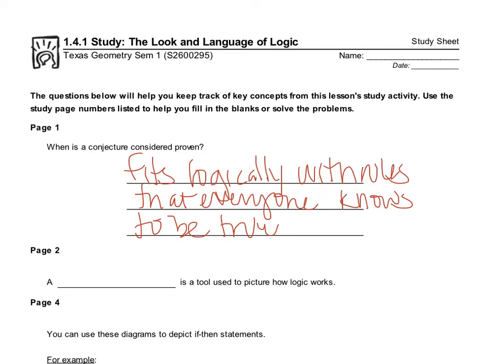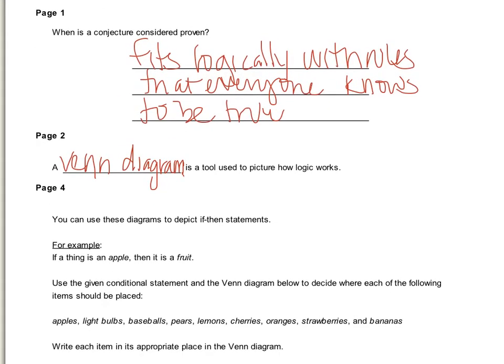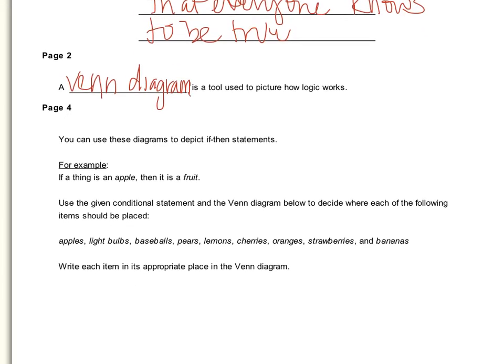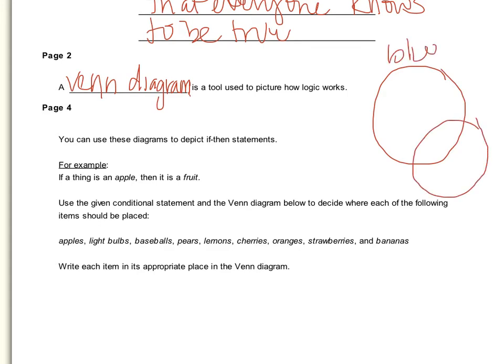So we're talking a lot today actually about what we call Venn diagrams. And you've seen Venn diagrams a lot. You just probably don't know that's what they're called. A Venn diagram is a tool that is used to picture how logic works. Venn diagrams are circles. You may see them like this, where it talks about things that are blue and things that are white.